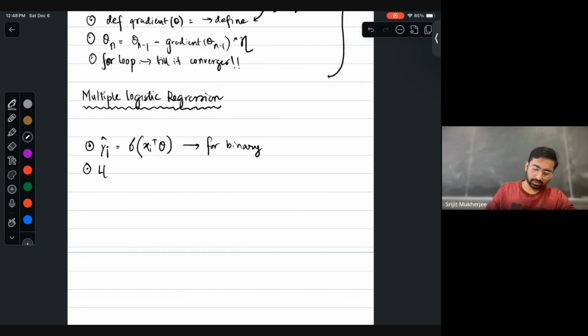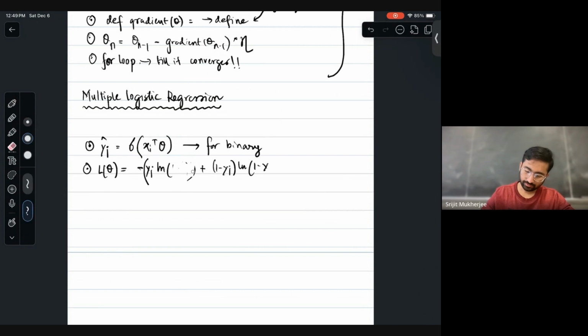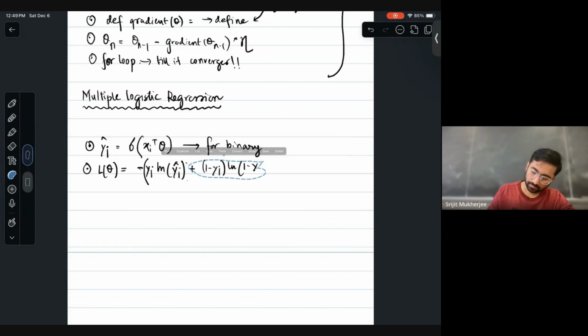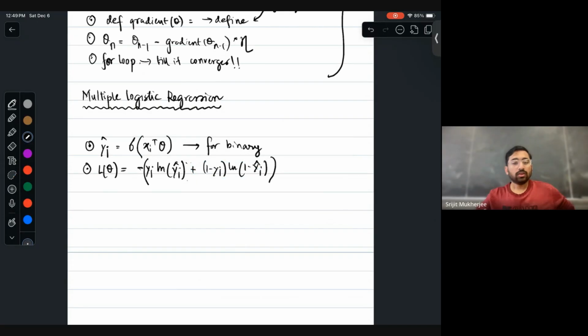And then the loss of theta will be, if you remember, minus of yi times logarithm of y hat, minus of, so the entire thing is actually within brackets, plus 1 minus yi times logarithm of 1 minus yi hat. So we have to take the derivative of this now.